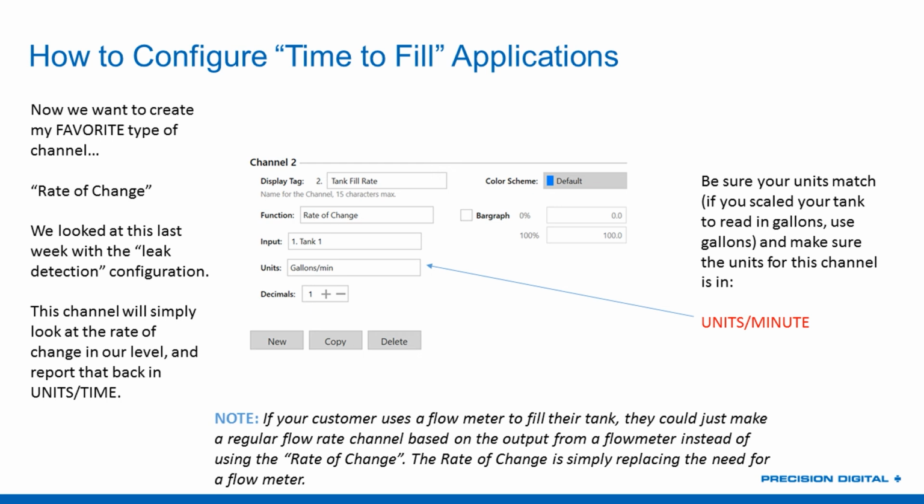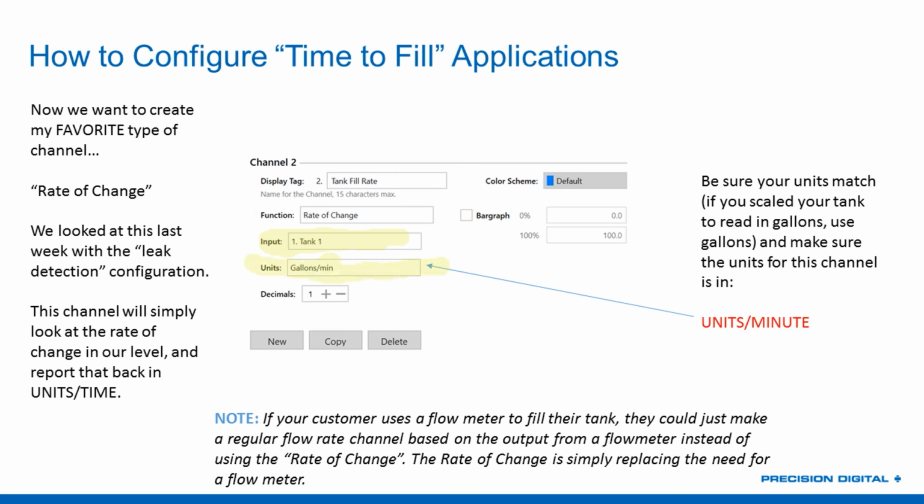Instead of measuring the difference, instead of measuring the rate of change within the tank with a level sensor, just imagine for a second that this is a flow meter feeding the tank. Now that should make sense, right? So that's what we're trying to simulate here basically: we want to know how quickly the rate of change is, or how much volume is being pumped into the tank. So we make tank 1 the input to this rate of change channel.